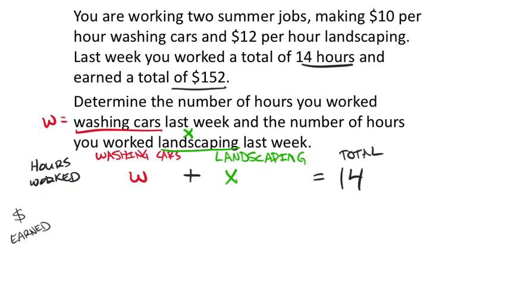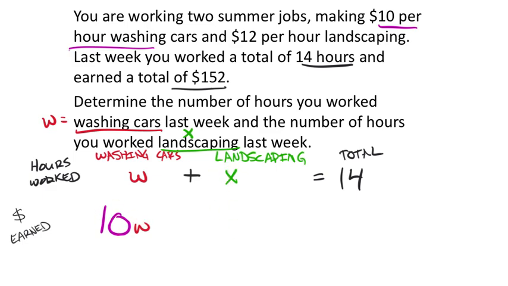Well, it says up here that you're going to make $10 per hour washing cars. So, if you put a 10 right there for washing cars, that's just how much you would get for 1 hour. But we don't know how many hours you work, which is why we're using W. So I'd have to multiply the 10 by W, the number of hours you spent washing cars, in order to figure out how much you earned washing cars. And 10 times W then is that expression.